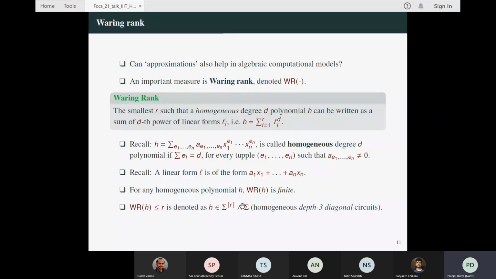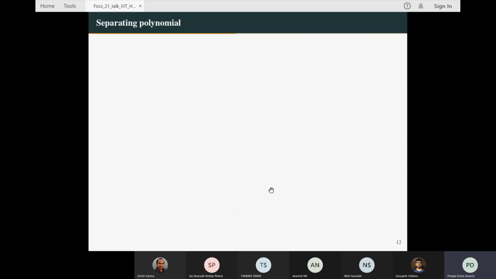And I think I will eventually be using this notion, which is called depth 3 diagonal circuits, which is sort of sigma power sigma. But for the time being, you can forget this notion if you want to. Just focus on this Waring rank. So again, just to reiterate, I want to write h as a sum of powers of linear forms. The minimum r such that I can write h that way is called the Waring rank, and Waring rank is finite. Okay. So let me give some examples, and I'll see why we needed to adopt this border notion.